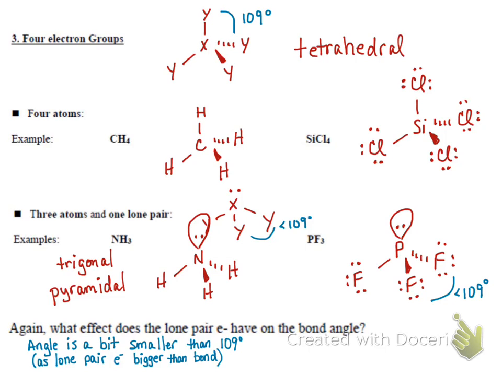Examples are NH3, nitrogen in the middle. Nitrogen has a lone pair. It's got 3 hydrogens here. The other example is PF3, phosphorus in the middle, 3 bonds to fluorine, and those are like a pyramid, and then phosphorus has a lone pair. And the bond angles, again, are just under 109. And again, why does this bond angle happen? Because a lone pair is a little bit bigger than a bond. It pushes it down just a little bit so that the bond angles are a little less than 109.